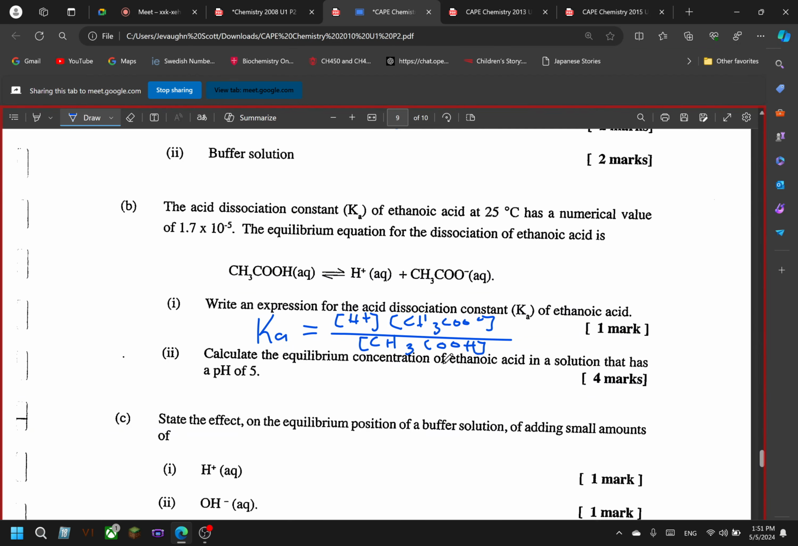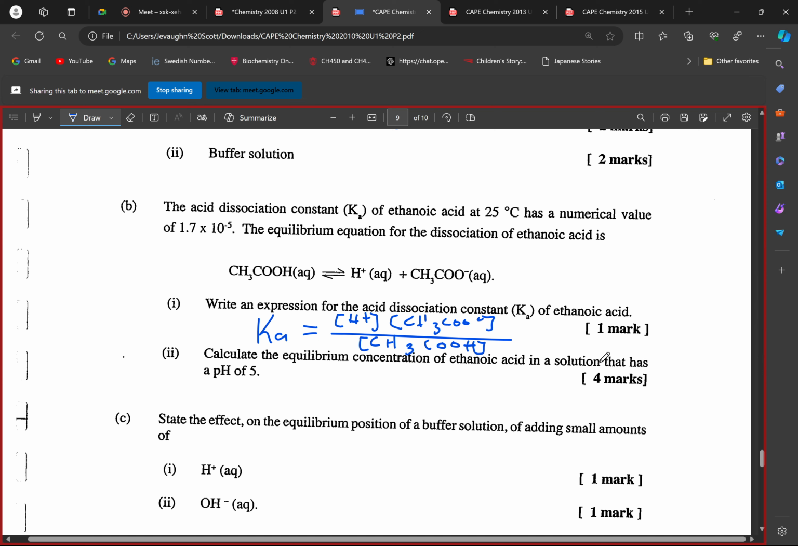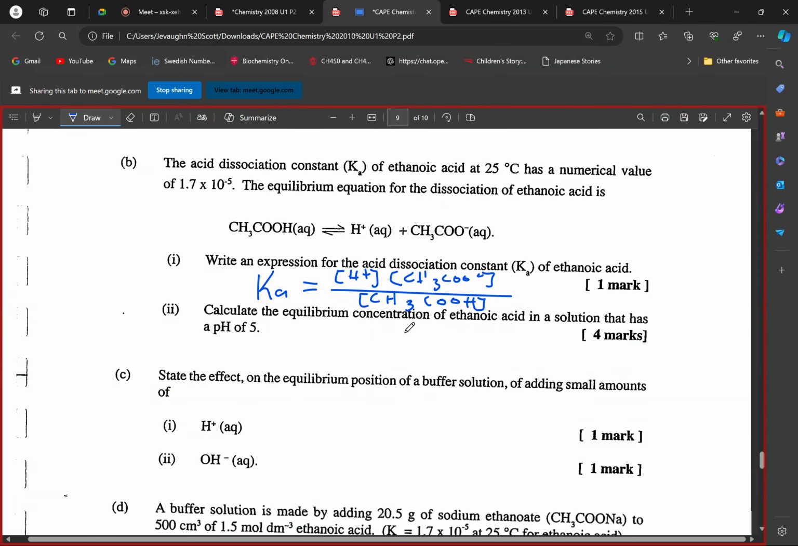Moving on, next question. Calculate the equilibrium concentration of ethanoic acid in a solution that has a pH of 5. Alright, this is the question now. Okay, have a go. What is the equilibrium concentration of ethanoic acid in a solution of pH 5? I think this is a catch. This question is very interesting. So how do you get the concentration of our acid from pH?